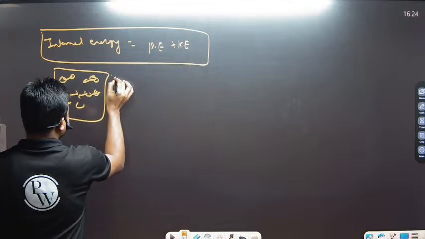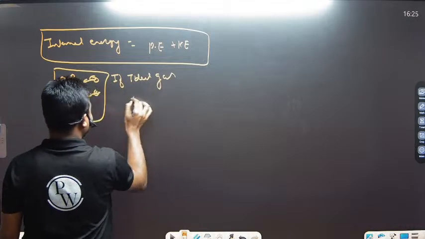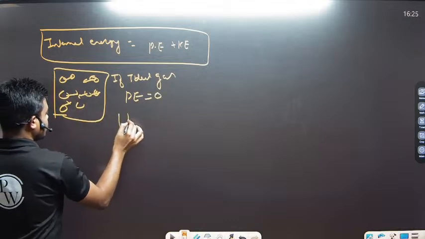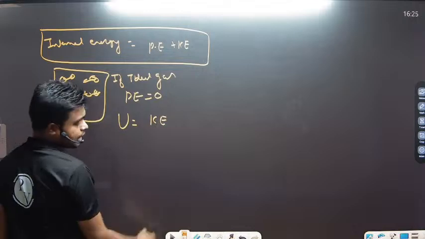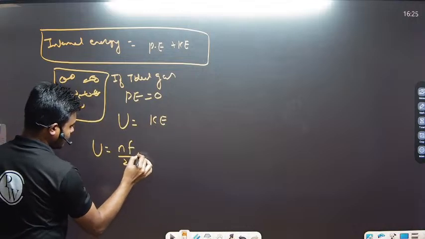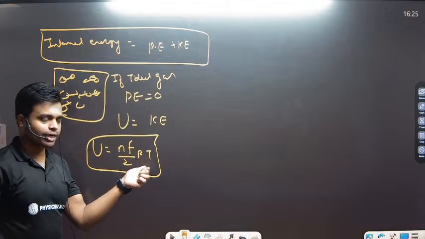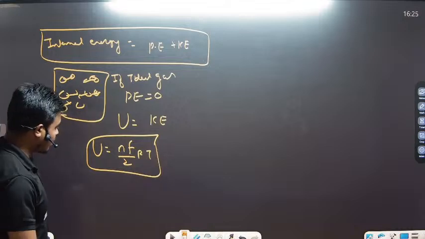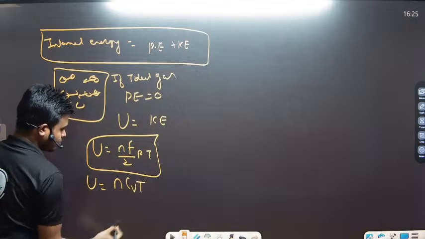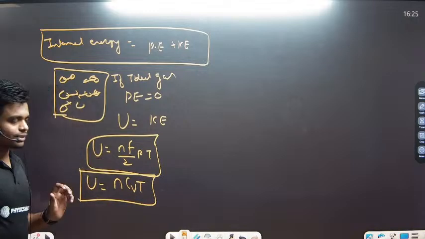In the case of an ideal gas, potential energy is taken to be 0. So what is internal energy? U is purely kinetic energy. Total kinetic energy we have, and this formula you can note down: U equals nfRT by 2. What is n here? Number of moles. f is the degrees of freedom, R is the ideal gas constant, T is the temperature. Or U equals n C_V T. This is internal energy as a function of temperature.